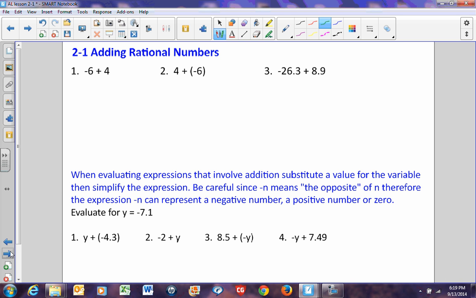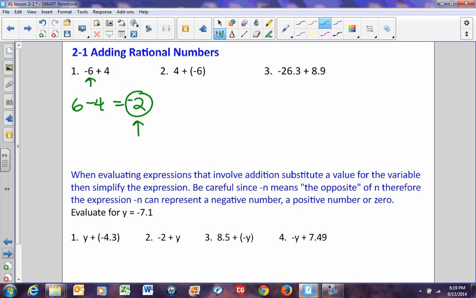So here I have -6 plus 4. Two different signs, so I need to subtract. This number would have the higher absolute value, so I'm going to do 6 minus 4, which would normally be 2. -6 has a higher absolute value, so my answer has to be -2. Or you can think in terms of money. I owe my mom $6. I pay her back $4, but I still owe her $2. If you think in terms of money, you tend not to make mistakes.